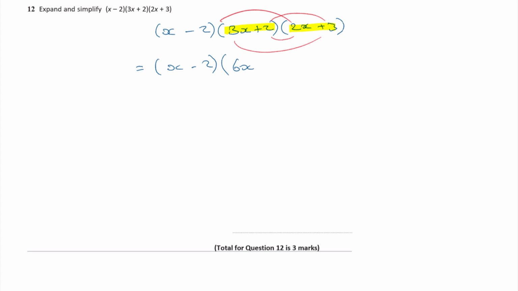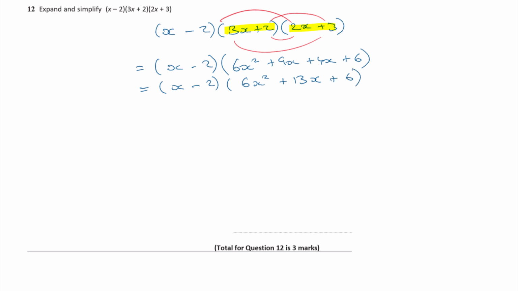That's going to give me 6x squared. I've got 3x times 3, that's going to give me 9x. I've got 2 times 2x, that's going to give me 4x. And I've got 2 times 3, so that is going to give me 6. Okay, so just tidying up those two middle terms, both in x, that's going to give me 6x squared plus 13x plus 6.